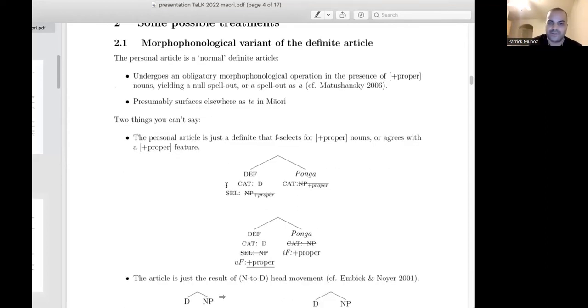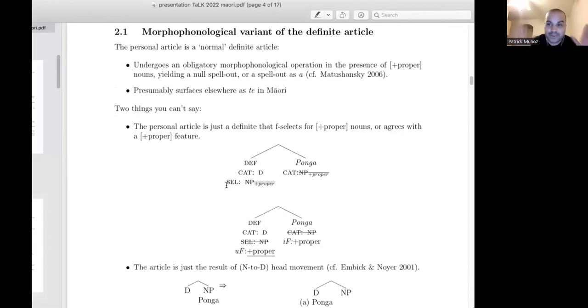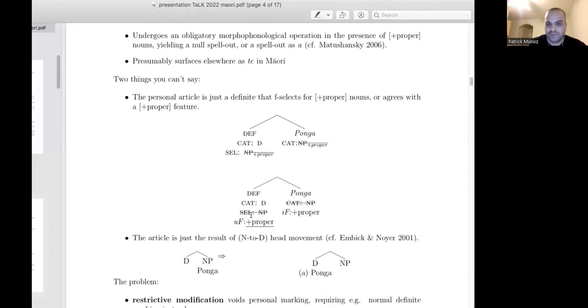Well, here are a couple things I think you can't say. These are like the absolute minimum that you'd have to say, right? Maybe the personal article is just a definite, but it selects for proper nouns, right? So some nouns are marked proper. A definite marking that selects for proper spells out as a or as nothing, as opposed to te. You also might think it's an agreement relation. So you have a trivial probe-goal relation between the determiner and the noun, and it gets valued for a proper feature that has morphophonological effects. You know, hand wave, something happens, and the definite spells out as a.